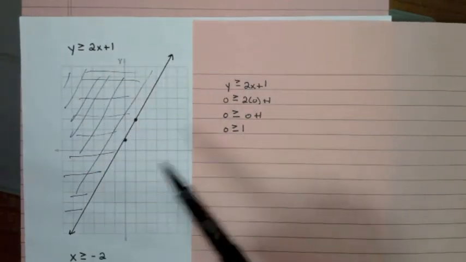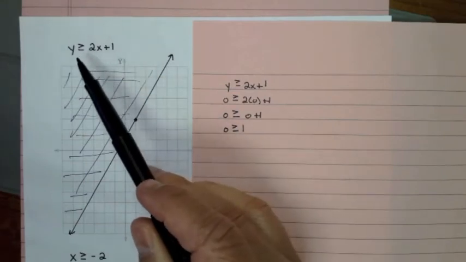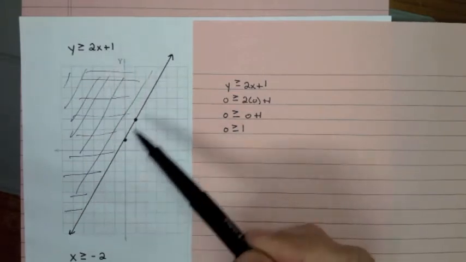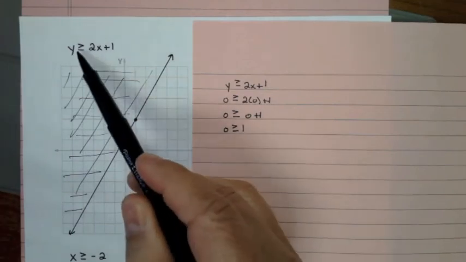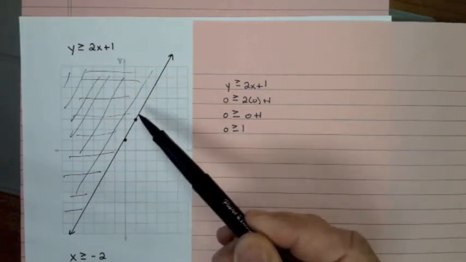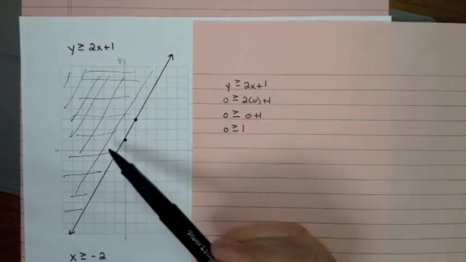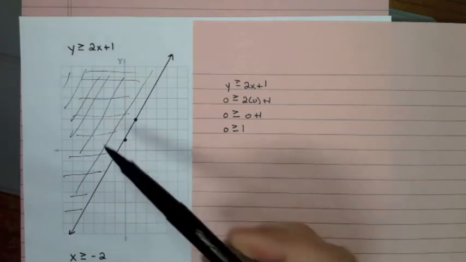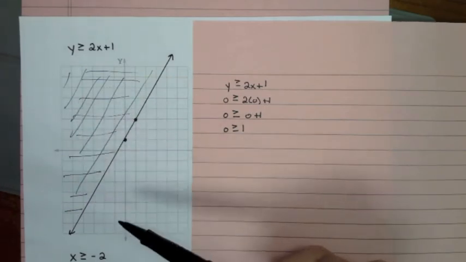So our steps again: determine what type of form this is in, use that to help you graph it, use the inequality symbol to determine whether it's a solid or dashed line, and then use a test point to determine where you're going to shade, where all your answers are going to be.